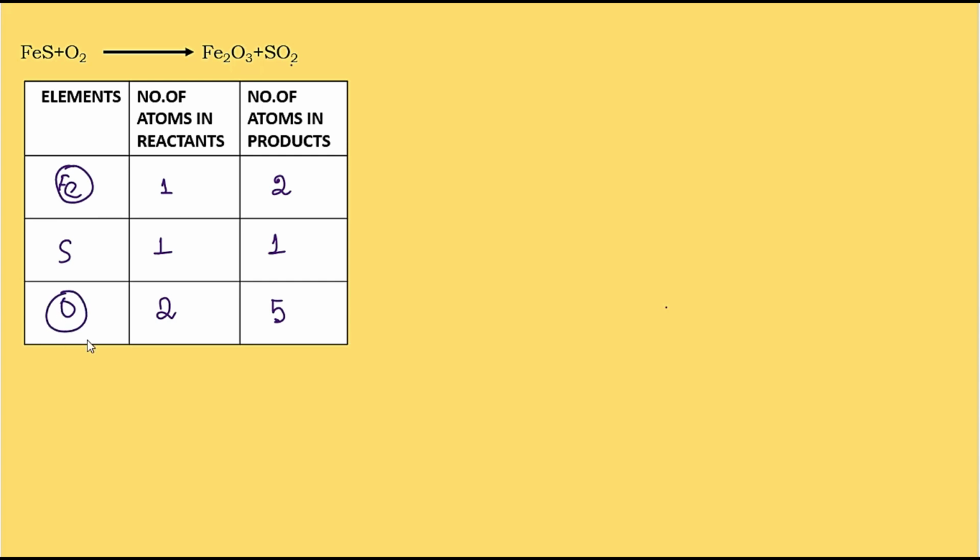So according to the priority, it should be given to the metal first. So we will try to equalize the number of atoms for iron first. So it is clearly visible that number of atoms in product is 2 and for reactant it is 1.